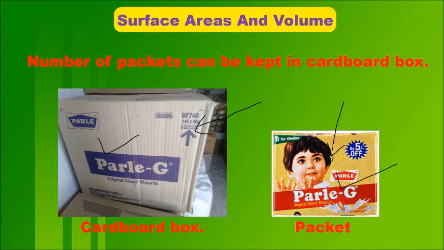First of all, we have to find the volume of this cardboard box by using L into B into H. Then we have to find the volume of one packet of biscuits. After that, we have to divide the volume of the cardboard box by the volume of one packet of biscuits.